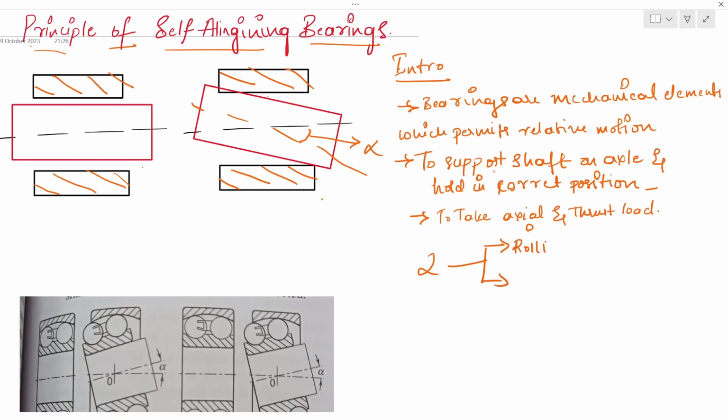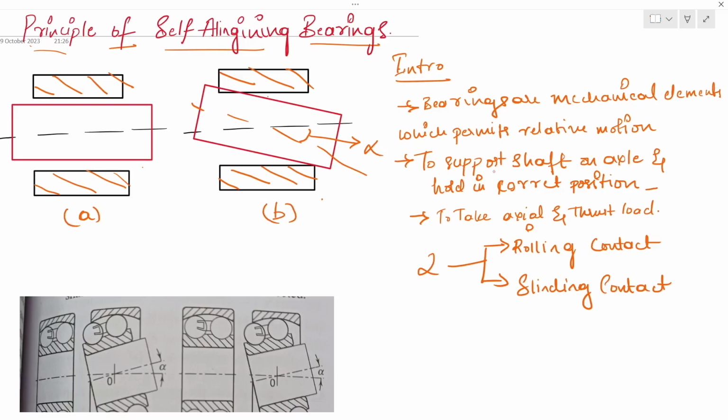So rolling contact bearings, and the second one is sliding contact bearings. Irrespective of the type of bearing, the main purpose is the same. The sole purpose of bearings is to reduce the friction, to support the shaft, and to take the axial and the thrust load.